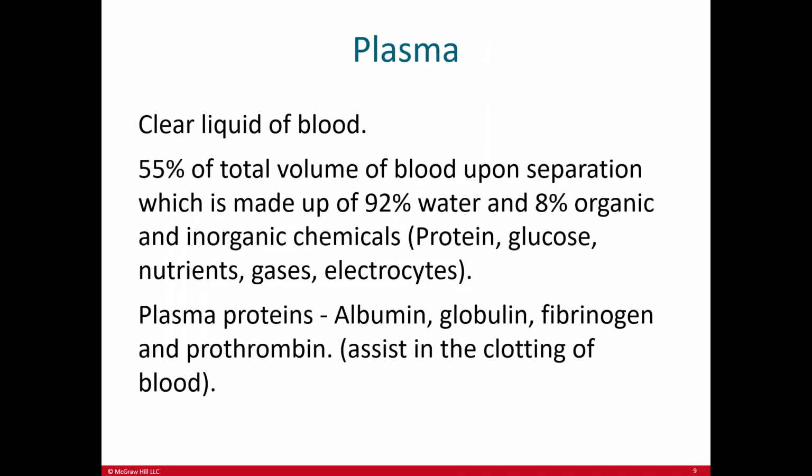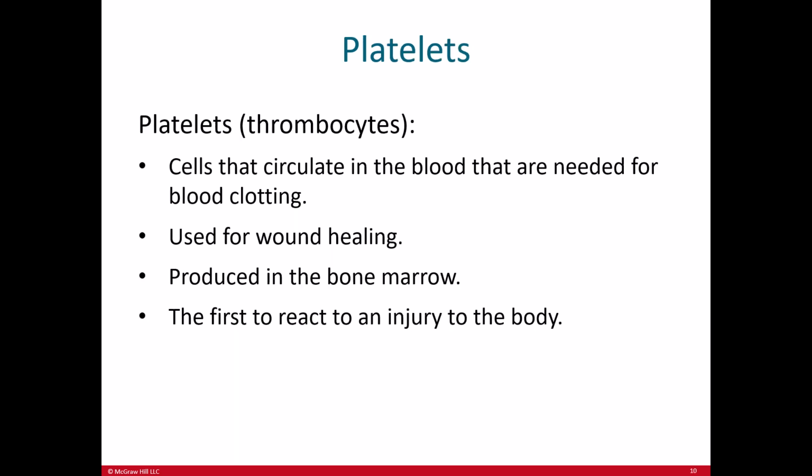All right, first let's discuss plasma. Plasma is the clear liquid portion of the blood, 55% of total volume of blood upon separation, which is made up of 92% water and 8% organic and inorganic chemicals such as protein, glucose, nutrients, gases, and electrolytes. Plasma proteins such as albumin, globulin, fibrinogen, and prothrombin assist in the clotting of blood.